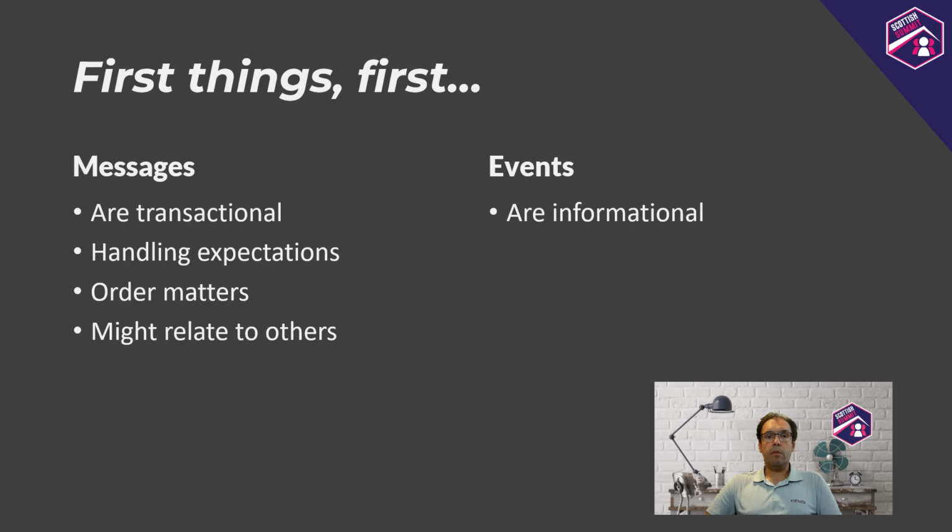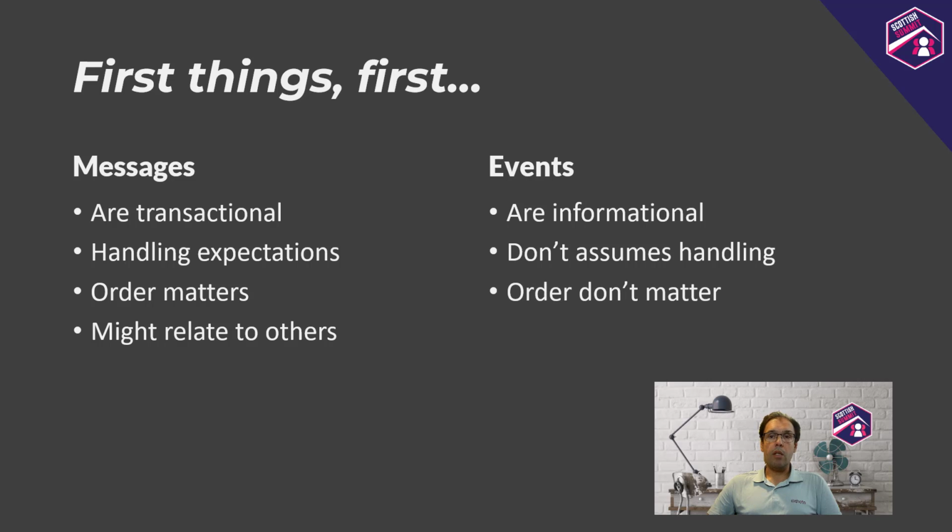From an event point of view, events are mainly informational. Something happened on my system. If you are interested in that, here are the details of that event. The system that is emitting those events doesn't assume how the events are going to be handled. To be honest, it doesn't even assume that they are going to be handled. It's just telling people or systems that something happened on my system. Because of that, the order of the events doesn't necessarily matter, because they are individually important and need to be processed by themselves.